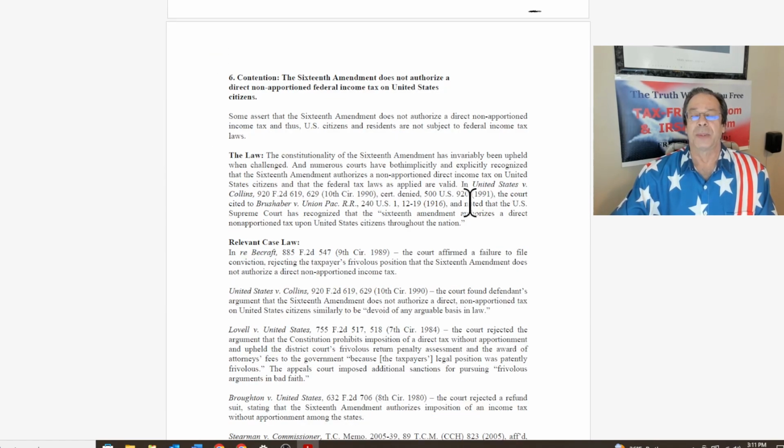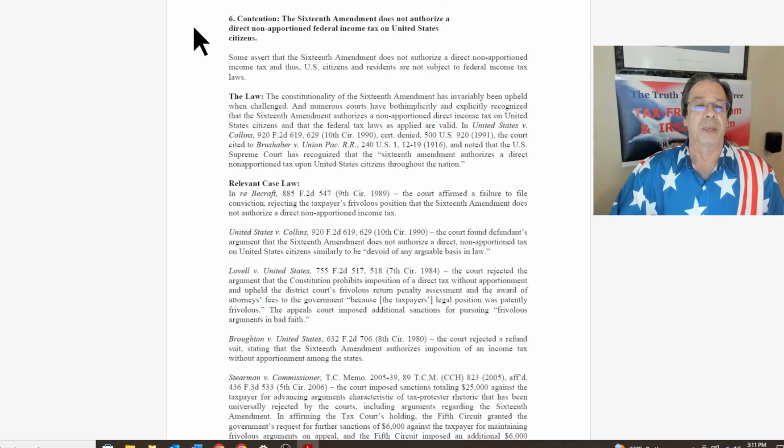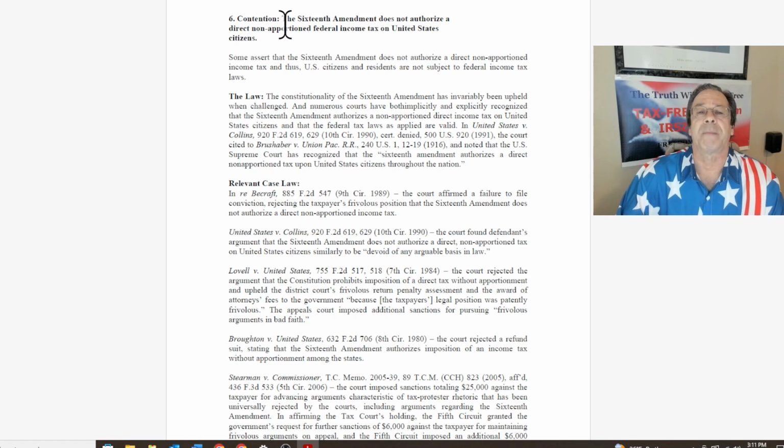Now, what does the IRS do today? What are they doing? Because what we've seen doesn't seem to agree with what's happening in our society, does it? Oh, well, look, here's the problem. This is from the IRS's frivolous arguments document, where they say all of these things are frivolous. And let's look. Number 6, contention. The 16th Amendment does not authorize a direct non-apportioned federal income tax on United States citizens. That's allegedly the frivolous contention. And here's their argument. Some assert that the 16th Amendment does not authorize a direct, non-apportioned income tax, and thus U.S. citizens and residents are not subject to federal income tax laws.